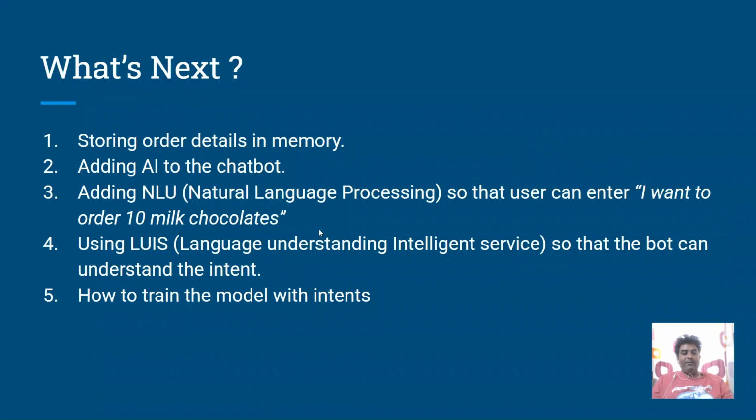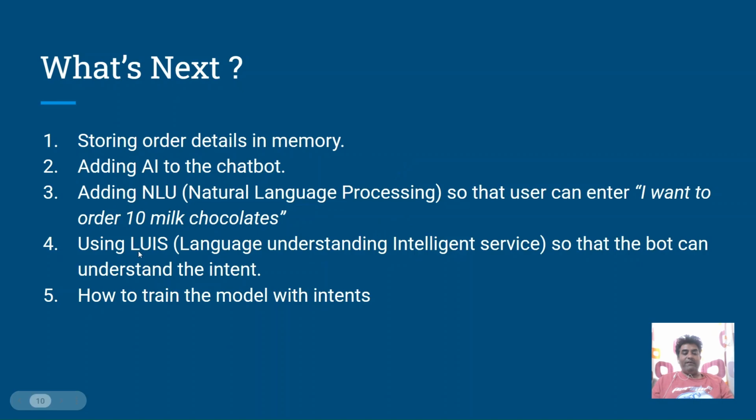We have completed the very basic implementation earlier. Now we have changed the UI also. Next, we would be adding this respective order details in the different memory options available in the chatbot. We are going to add AI to the chatbot, where we would be using natural language processing so that the user can enter, I want to order 10 milk chocolates. So this type of statements and intents could be understood.